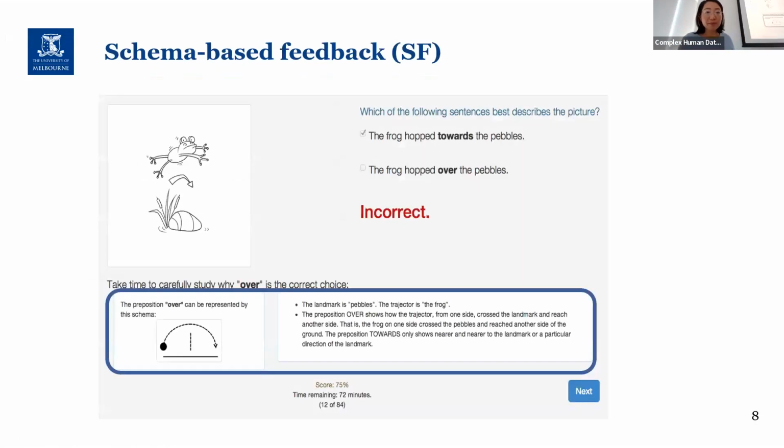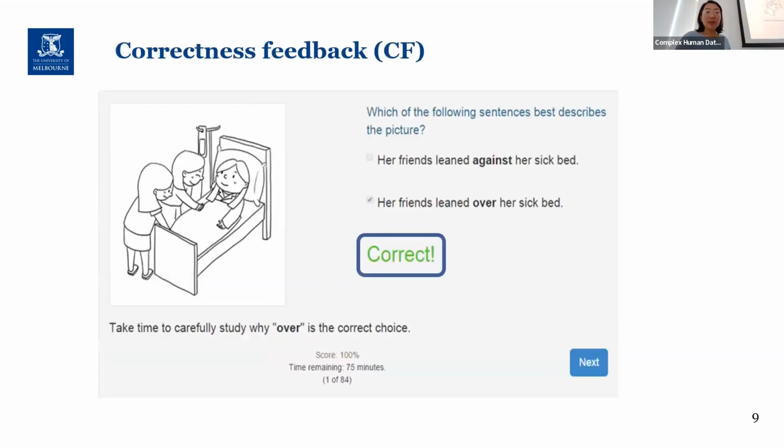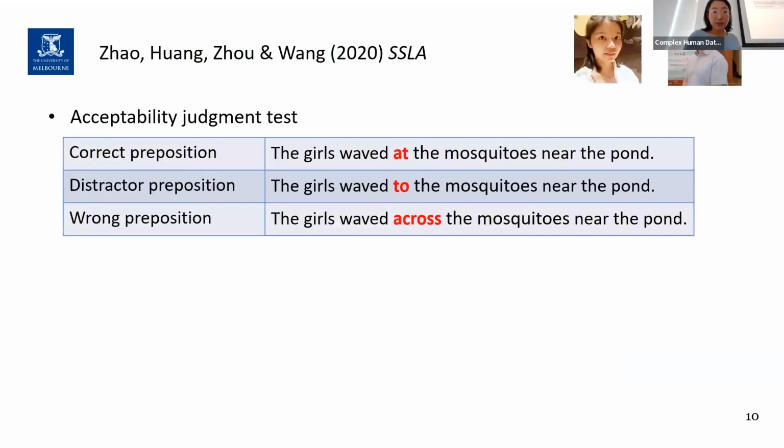Okay, great. So this is a screenshot of the schema-based feedback condition. Again, they see the picture, pick a sentence that matches the picture, and then they get immediate feedback. The schema-based feedback shows them the diagram and gives them a description of what the landmark is, what the trajectory is, and what the relationship between the landmark and the trajectory is, as illustrated by the diagram in the sentence. And that's contrasted with the correctness feedback, where they only get correct or incorrect feedback of their choice.